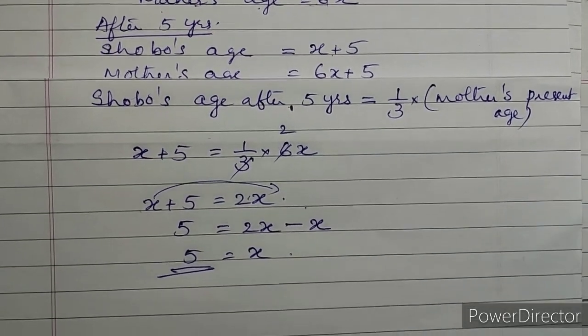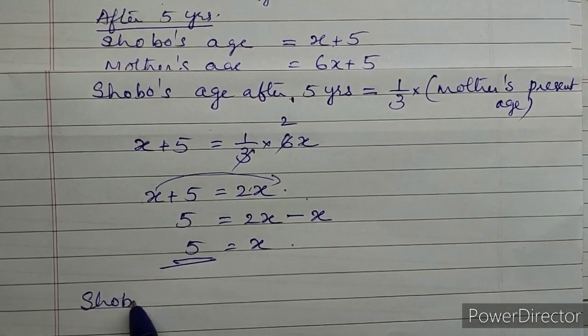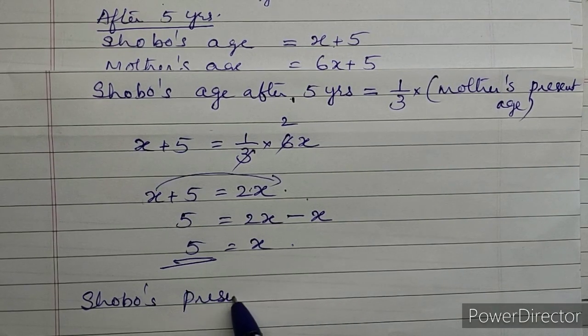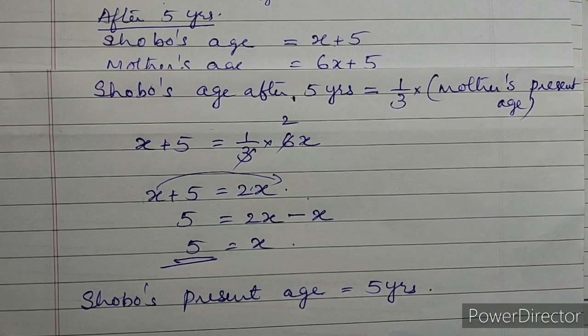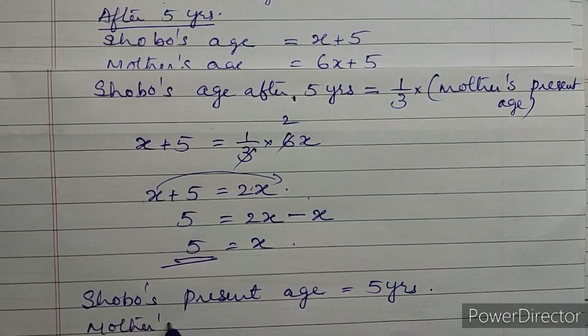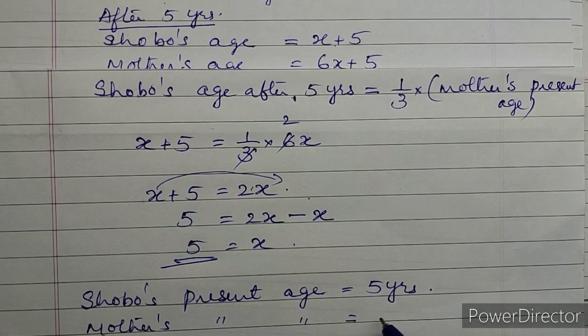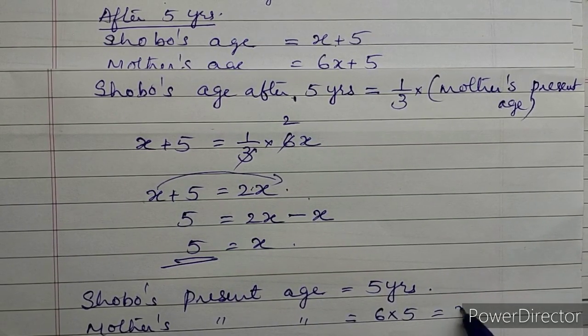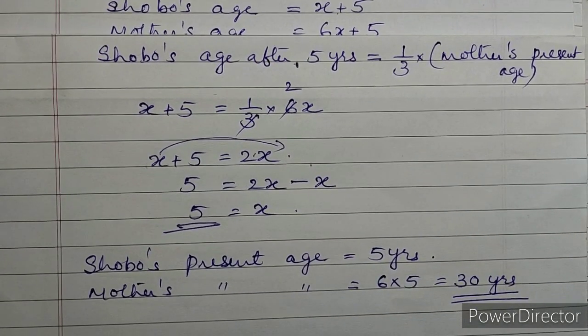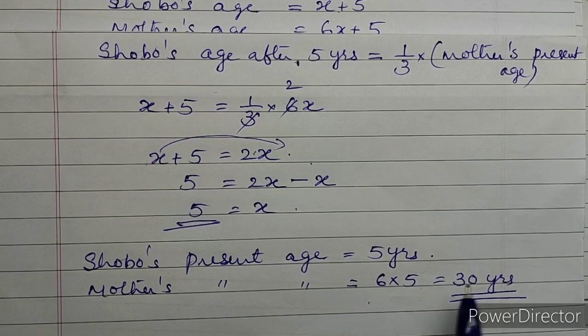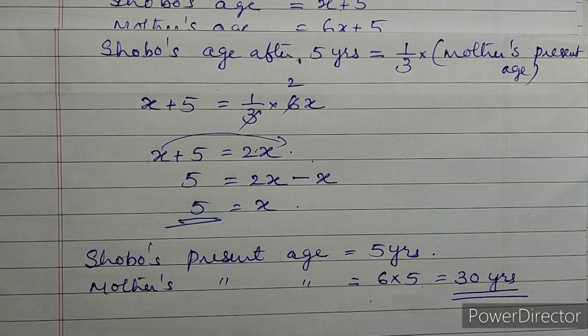So what is Shobo's age now? Shobo's present age equals 5 years. What is mother's age? Mother's present age equals 6x, 6 into 5, that is 30 years. So this is the final answer. Mother's present age is 6 into Shobo's age, that is 30 years. So hope you understood, children. Practice all the sums daily. These verbal sums especially you have to practice, otherwise you will not get it.